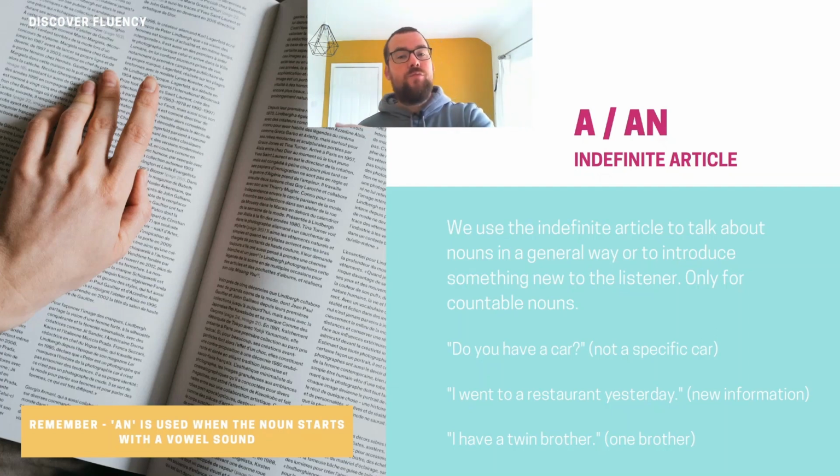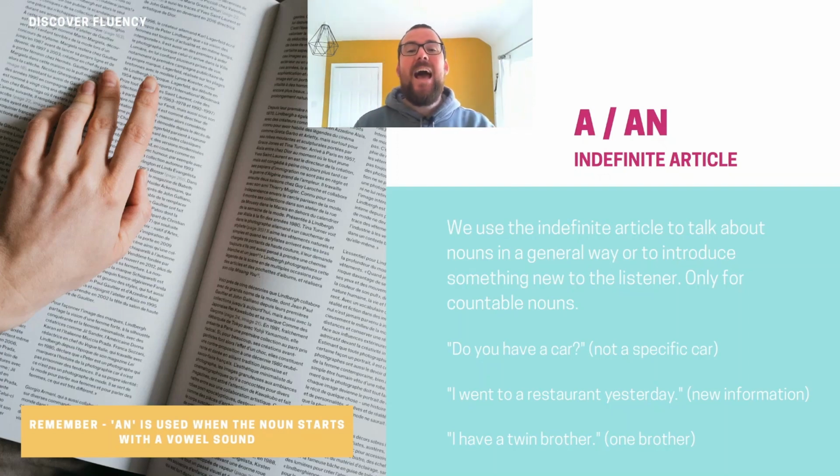After I introduce the restaurant, then I can use the to refer to it because you know what I'm talking about. So it's really important to think about, am I giving them enough information to know which thing I'm talking about, or is it brand new? And finally, I have a twin brother, meaning one. I have one twin brother, which I actually do.